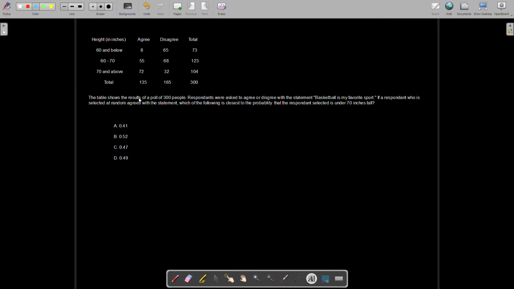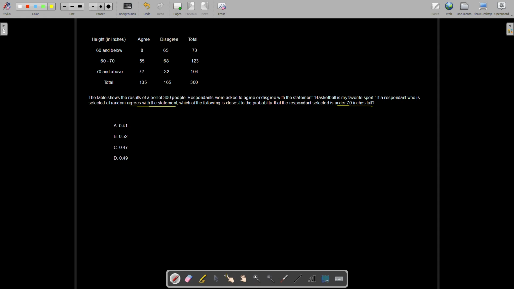So the table shows the results of a poll of 300 people. Respondents were asked to agree or disagree with the statement, basketball is my favorite sport. If a respondent who is selected at random agrees with the statement, which of the following is closest to the probability that the respondent selected is under 70 inches tall? Okay, so we are looking at a respondent who agrees with the statement and is under 70 inches tall.